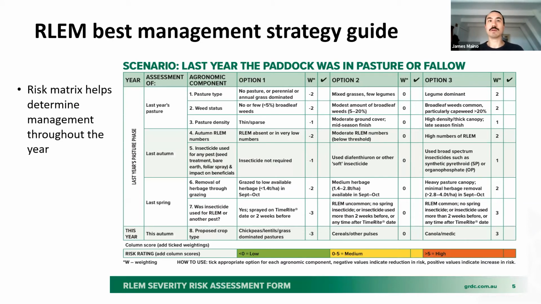For those of you who are familiar with this, I probably don't need to go into too much depth, but very briefly, you can see that each line corresponds to a particular choice, option 1, option 2, option 3, and you fill in those options all the way down the rows, and you come up with a risk score. And there was a table depending on whether your last year's paddock was in crop or in pasture.